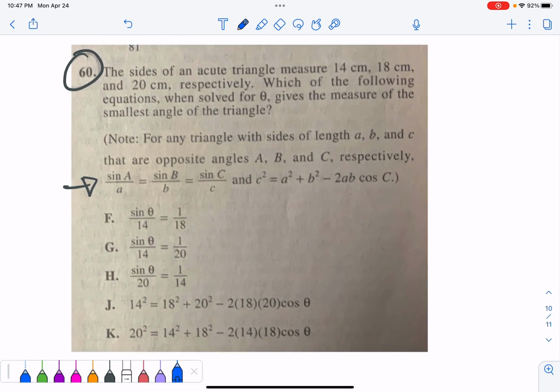The sides of an acute triangle. Here we go. Here's my acute triangle. Measure 14, 18, and 20, respectively. Which of the following equations, when solving for theta, gives the measure of the smallest angle of the triangle?